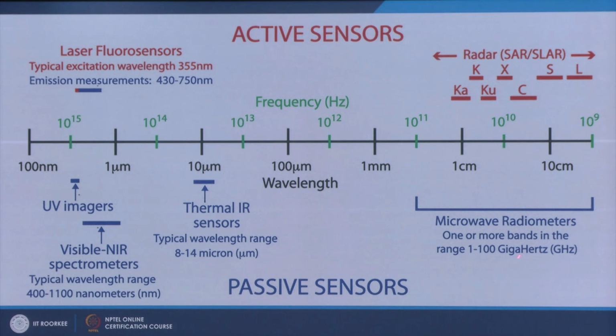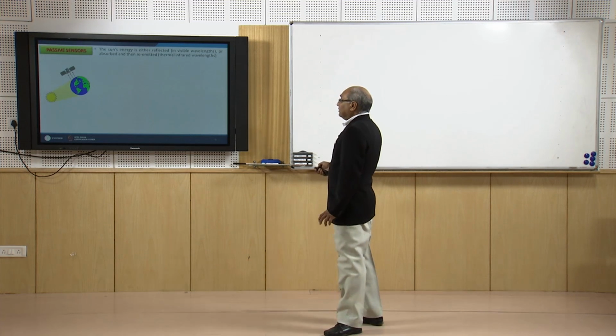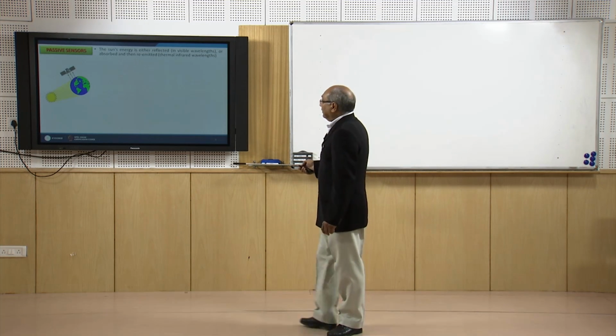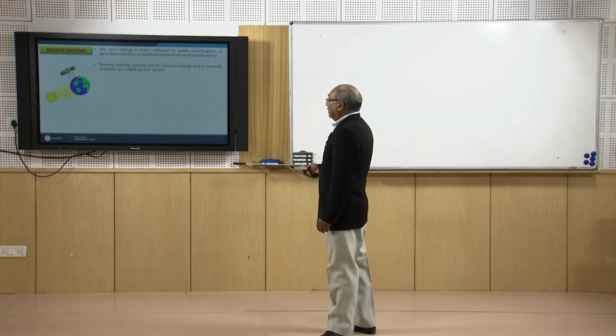Microwave radiometers are there, and thermal infrared sensors are also there, which cover between 8 to 14 micrometer. These are all passive sensors, which are shown in blue color, and the red ones are the active sensors. Part of the EM spectrum, both frequency based and wavelength based, is also shown here. As mentioned, for passive sensors, the sun's energy is either reflected in the visible wavelength or absorbed and then re-emitted in the thermal infrared wavelength.